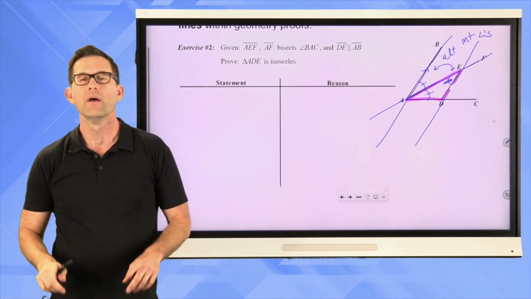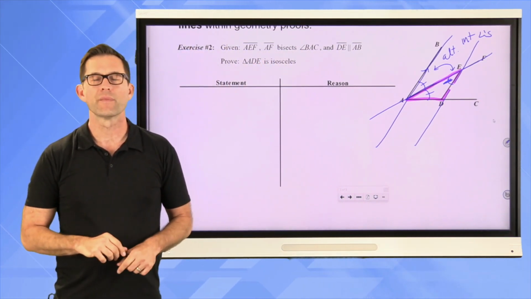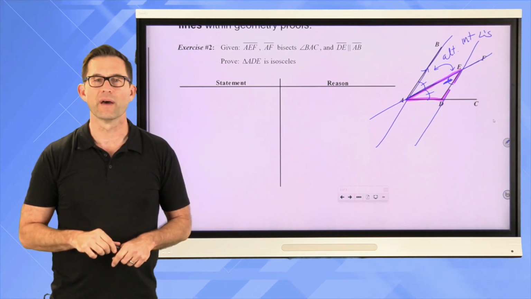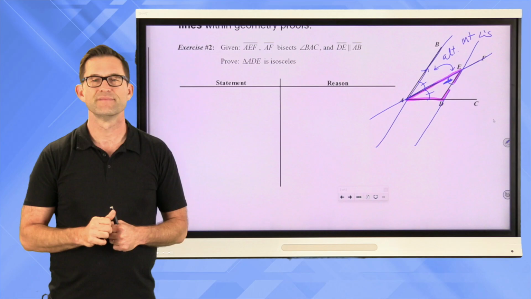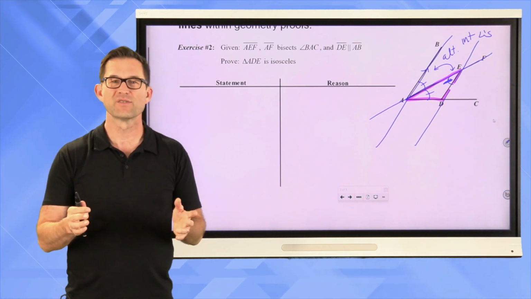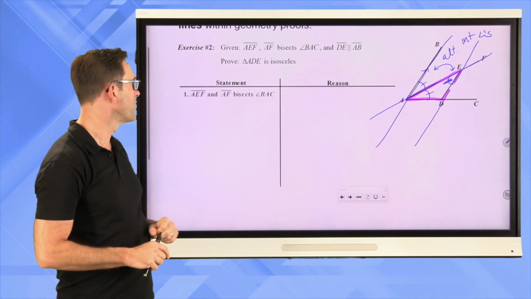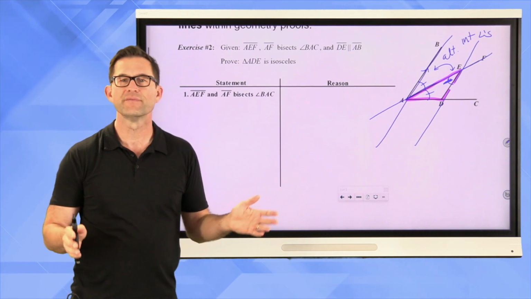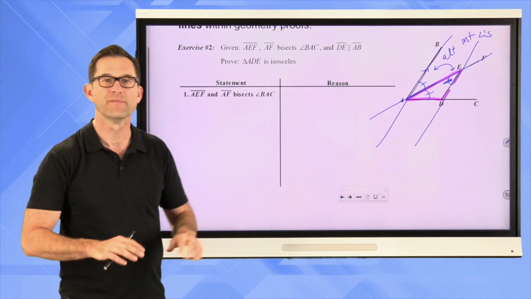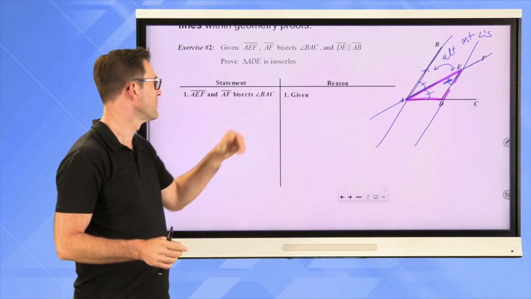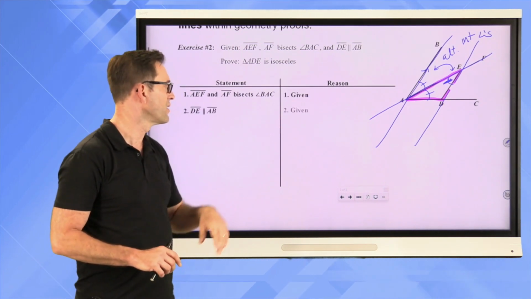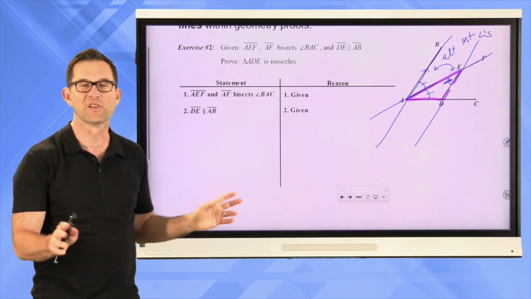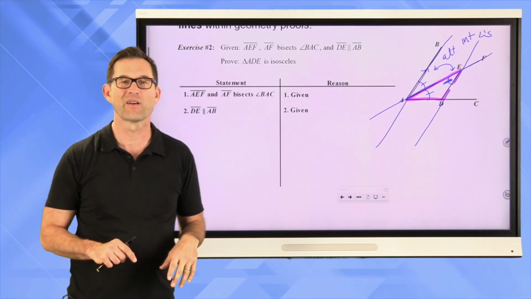Pause the video now and see if you can get this proof down. All right, so let's go through it. Here we go. AEF and AF bisects BAC. Simple enough, given. I'll get that other given down in the next line. I could lump them all together. Sometimes I choose to lump two together and let one just hang out on its own.